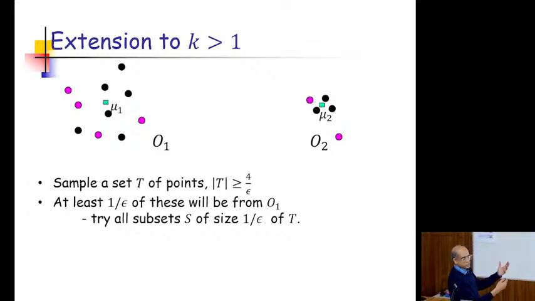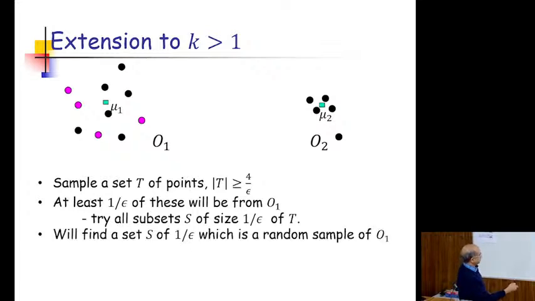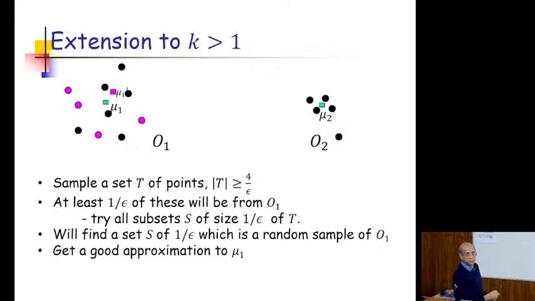Now I will try all possible subsets of these pink points, and hopefully one of them will be just a subset of O1, so I can take a mean of those, and that will give me a good approximation to mu1. So I try all subsets of size 1 by epsilon of these sampled points, and I can get a good approximation to mu1 prime. Okay, so that's done. So that's great. Now what do I do?